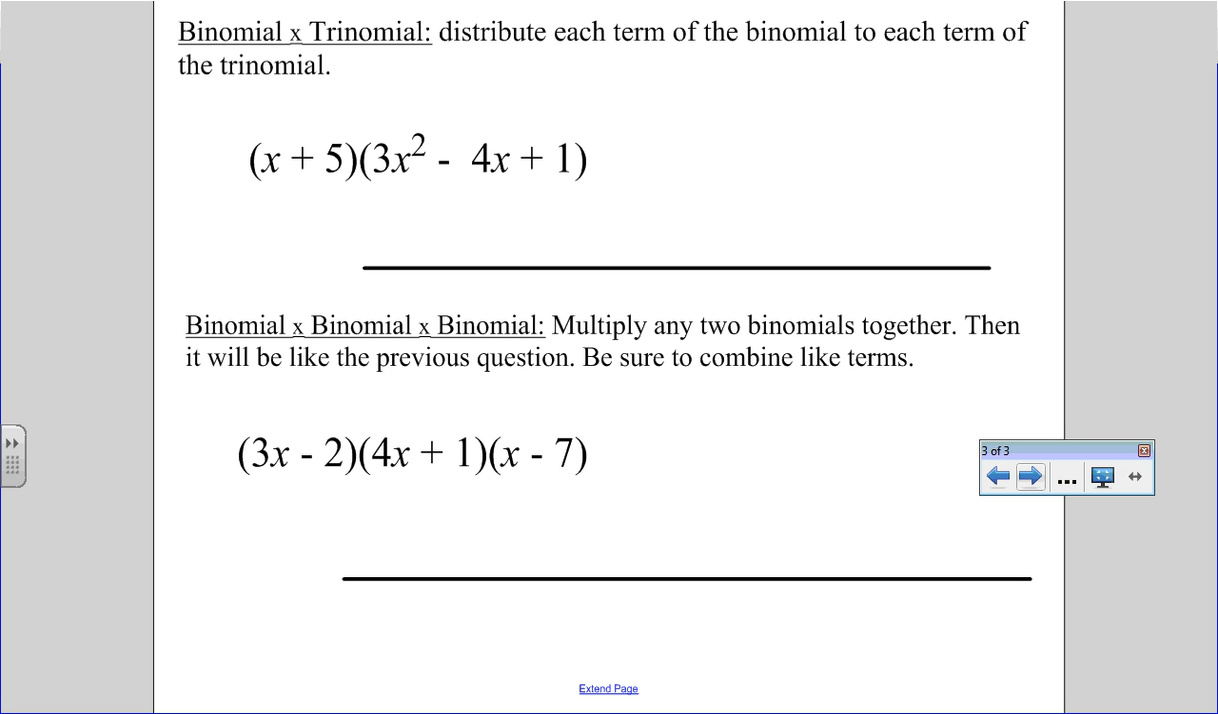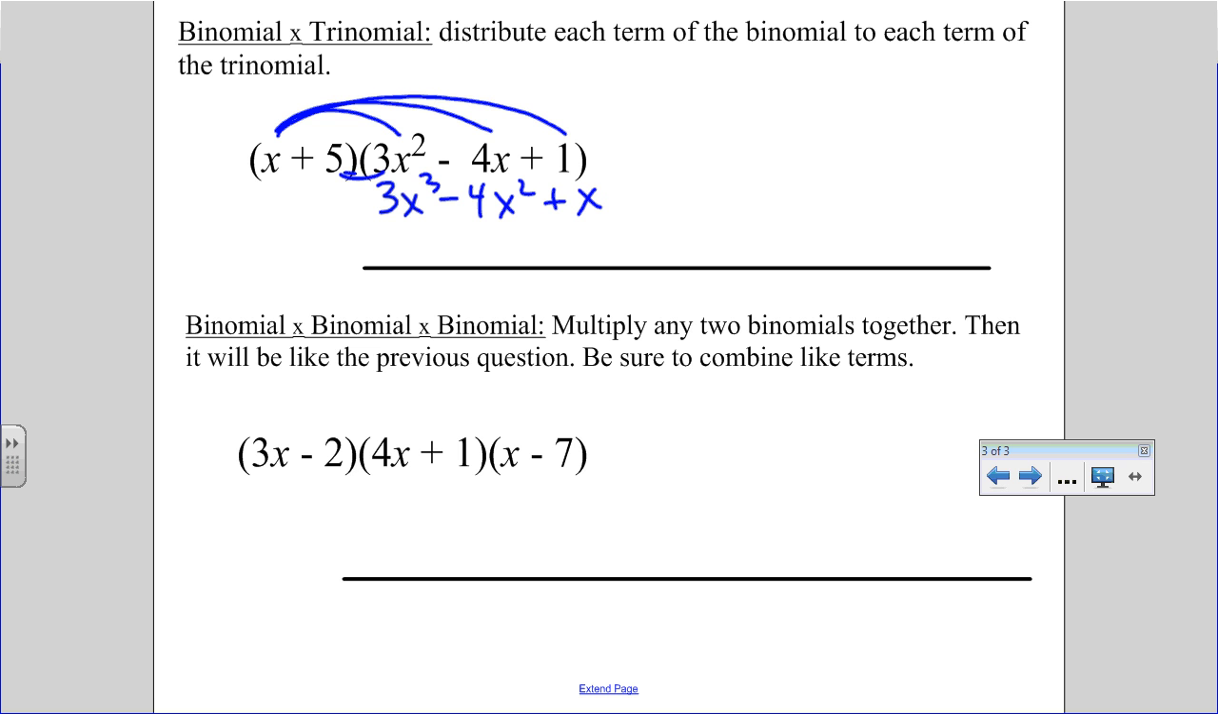Now we're going to take a look at if we have to do a binomial times a trinomial. It's the same thing, we just distribute to every term, but this time we're going to distribute 3 times that x. So this is 3x to the 3rd minus 4x squared plus x. It just increases the degree on each term. So a quadratic became a cubic. X became x squared.